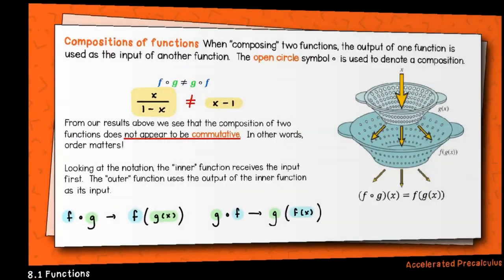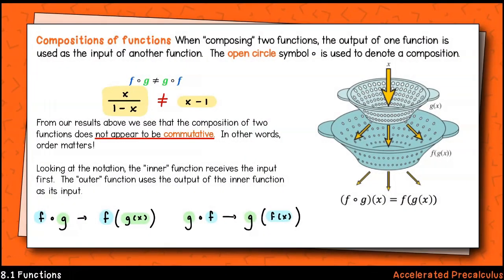Looking back to the results of our example, we see that the composition of two functions does not appear to be commutative. We saw in the case of f composed with g, we have a resulting function of x over 1 minus x. When we compose g with f, on the other hand, our resulting function was x minus 1. So again, it appears that the composition of two functions is not commutative. In other words, order does matter.